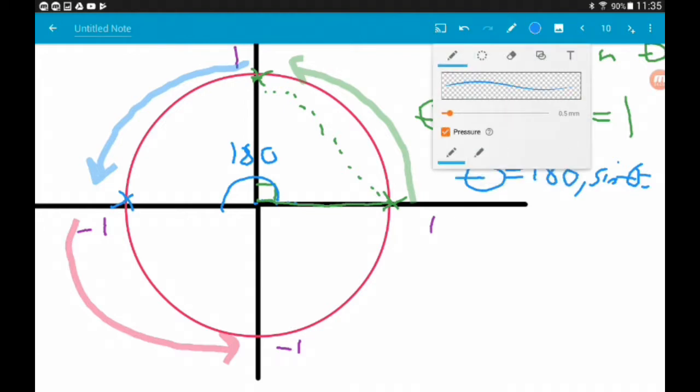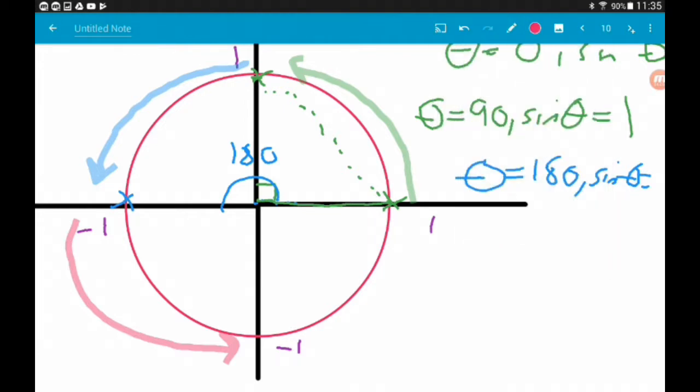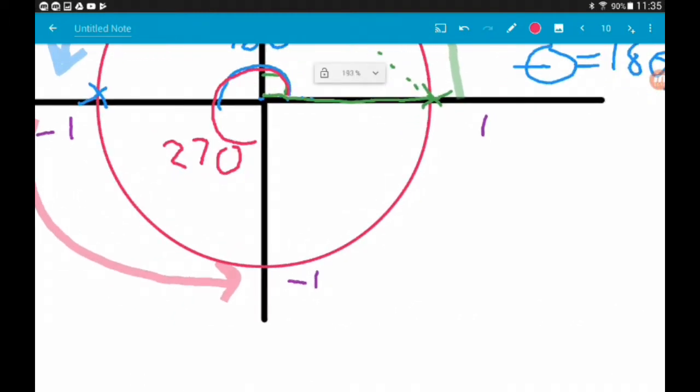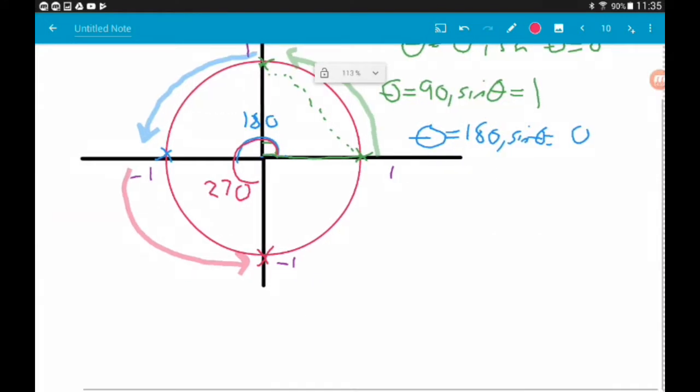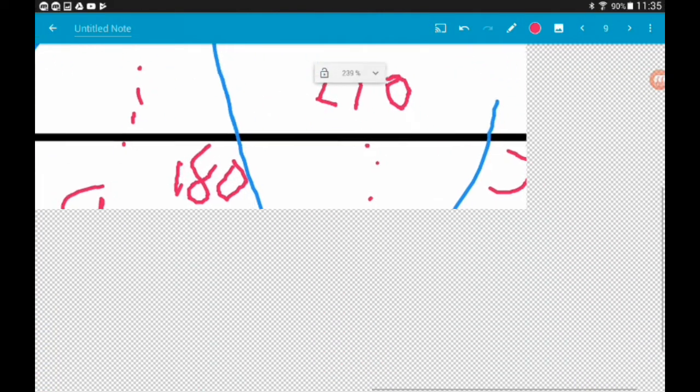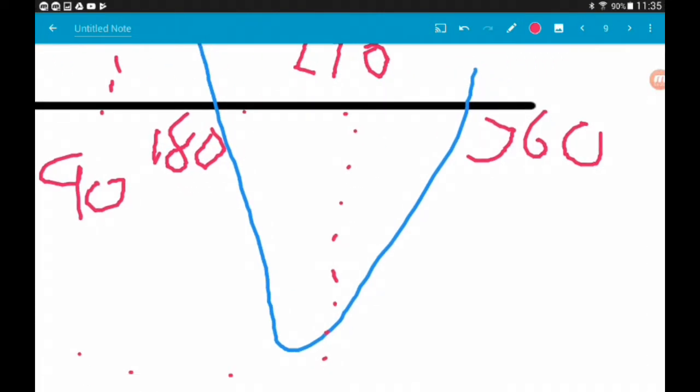So that's going to give us an angle of 270 if we go all the way down to the minimum point on the y-axis. So we're now here. So this would tell us sine of 270 is equal to minus 1. So that has taken us on this part of the graph.